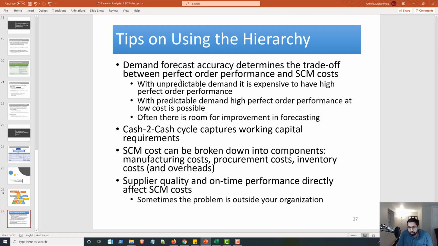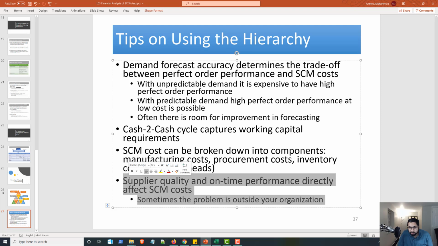Supply chain costs can be broken down into various components, and supplier quality and on-time performance directly influence supply chain cost. This is important because sometimes the problem is outside your organization. You've been trying to make your supply chain efficient, trying to cut down on costs, but you just can't do it. Check your supplier's performance. Do they have long lead times? Are they delivering pieces with problems and defects, right?